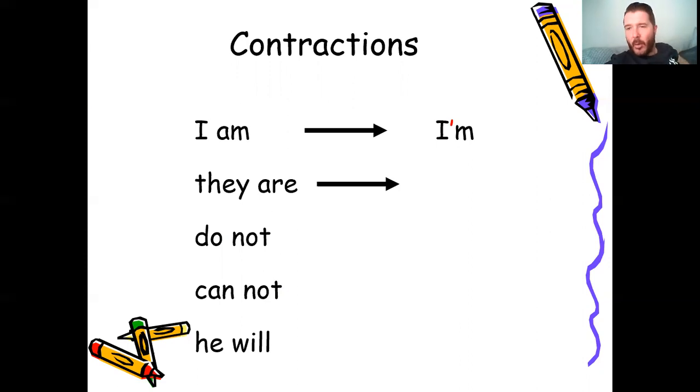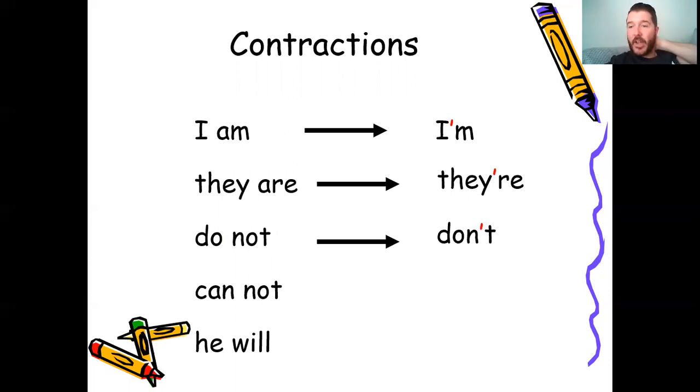So they are. What would that become? They're. Not there as in over there, or their, it belongs to them, but they are. Okay? So we've got the they, and then you can see we've squashed they and are together, and the a has popped out, and we've used an apostrophe to replace that. Do not. What would do not become? Don't. Now we've squashed those two words together again. The o has come out this time, so we've got don't.